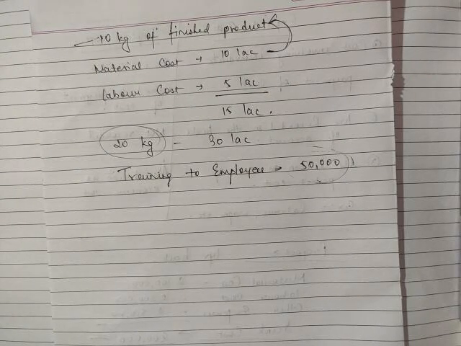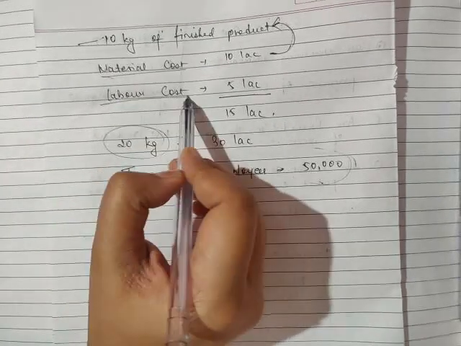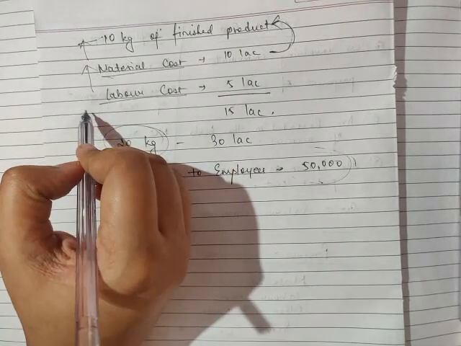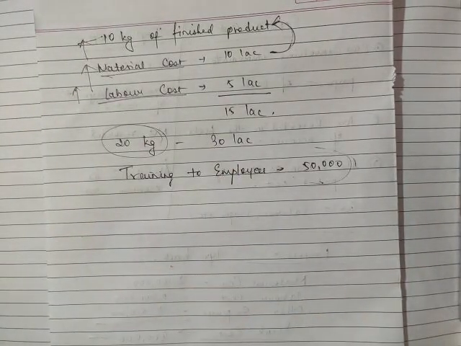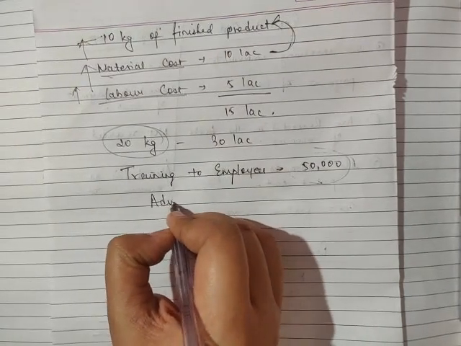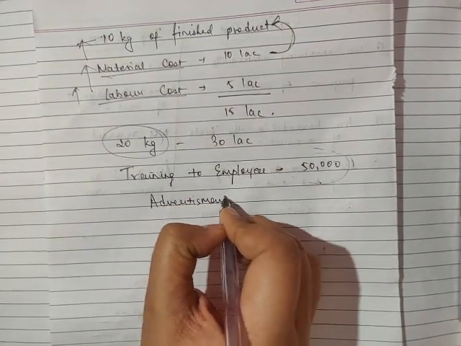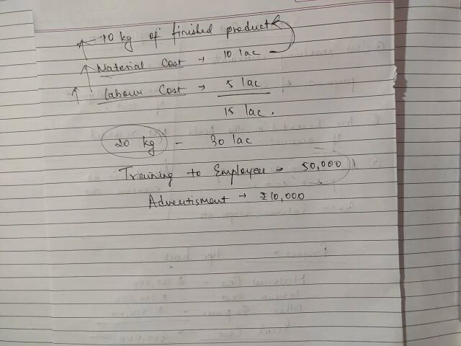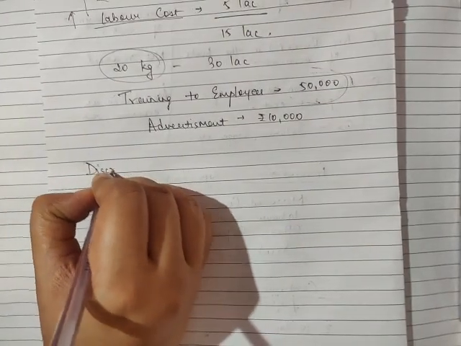This is not tied to a clear cause and effect relationship between the input and the output, such that material cost and labor cost can be linked. More will be the finished products, more will be the material cost and the labor cost. But training to employees is a decision of management. Again, say management decides to give an advertisement in the newspaper for its product. This advertisement will incur a cost of 10,000 rupees. Now it is not directly linked to your finished product. It is a decision of management. So these are known as discretionary costs.